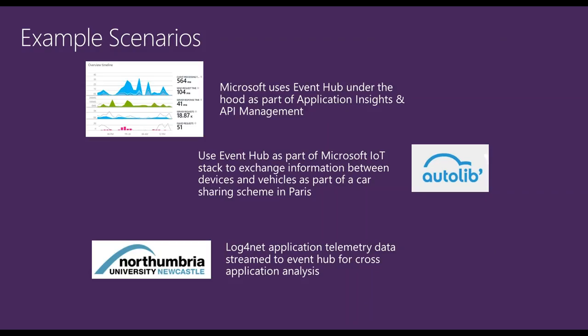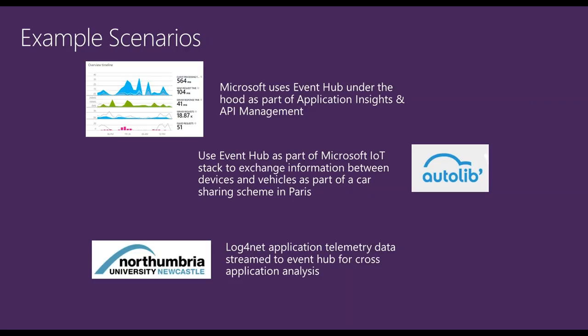There's a company called Autolib who use Event Hubs as part of the IoT stack to exchange information between devices and vehicles. If I remember right, it's in Paris, there's a car sharing scheme, and by feeding telemetry from cars, people are able to use devices to work out where there's a free hire car. The idea is that rather than having thousands of people with their own car that they only use a little bit, let's all share a pool of cars that we can just go and find one that's free. So that's quite an interesting use case as well.